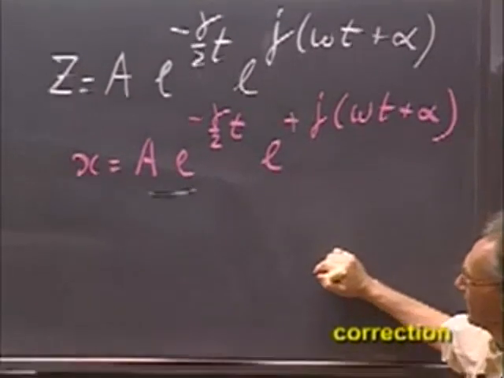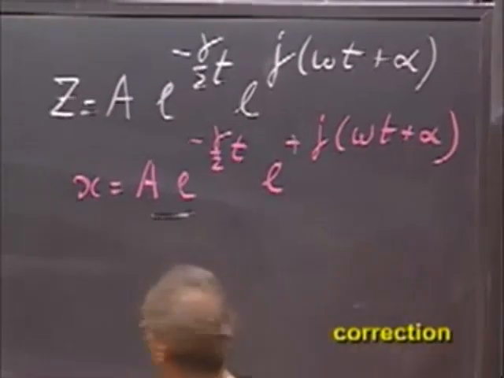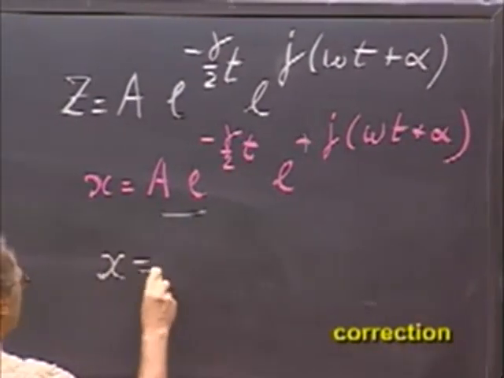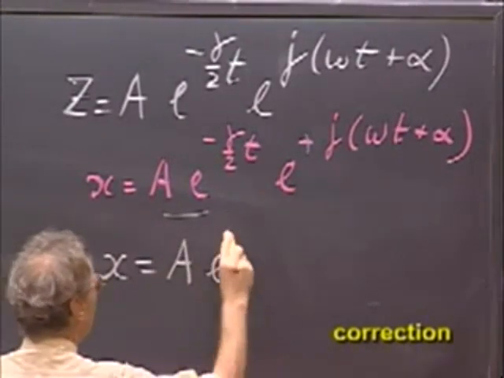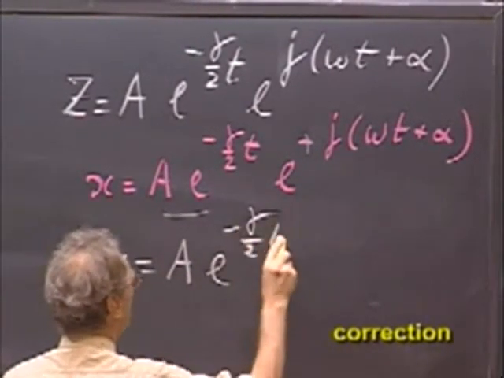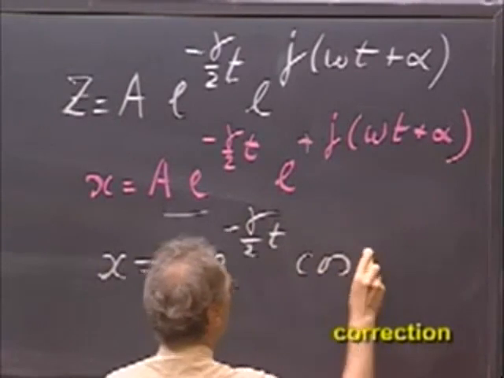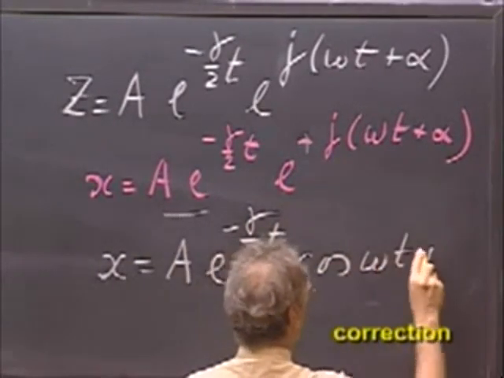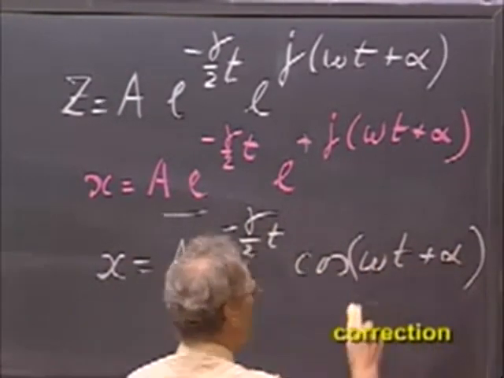So, clearly what I should have written, which is what I will do now, x equals a times e to the minus gamma over 2 times t times the cosine of omega t plus alpha. Now we are in the real world.